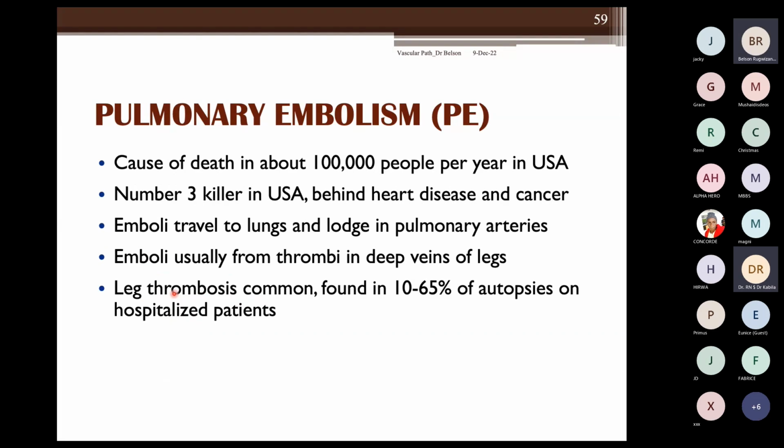Foreign body also can happen. So, one of the most deadly is pulmonary embolism.